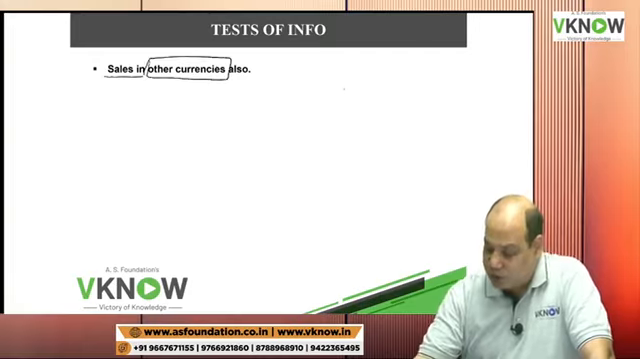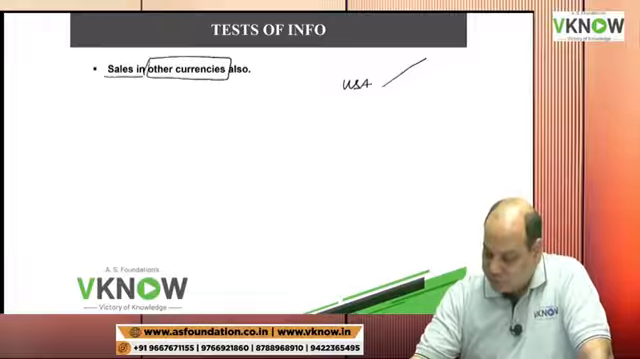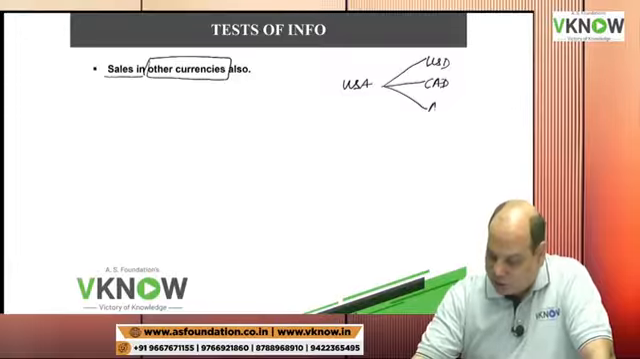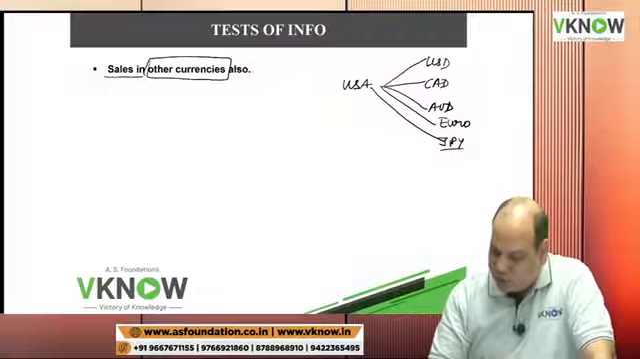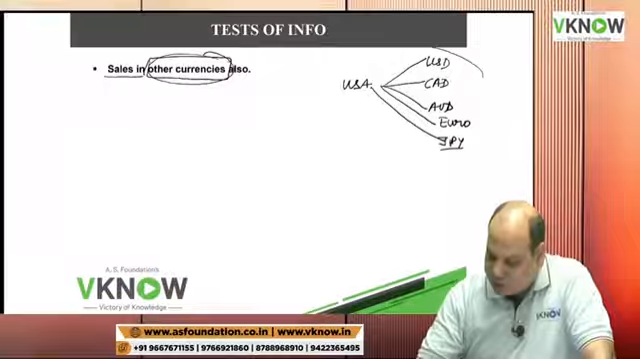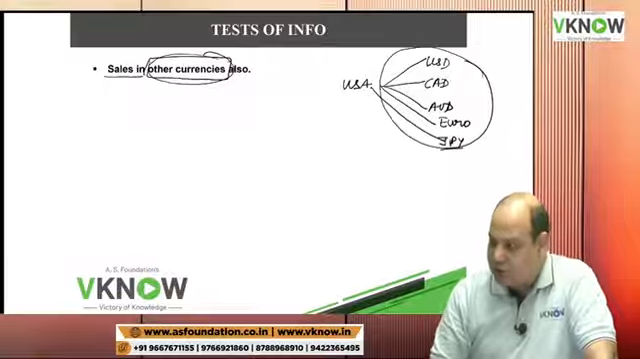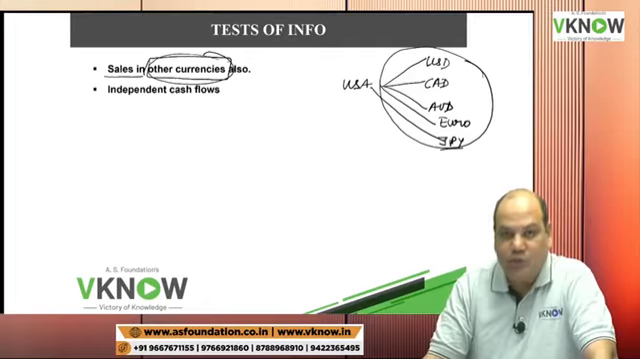So if a foreign operation is in USA, they can sell to a US customer in US dollar, to a Canadian customer in Canadian dollar, an Australian customer in Australian dollar, a European customer in euro, a Japanese customer in Japanese yen, JPY. So if they have the freedom to sell in any currency they want, they can do it.